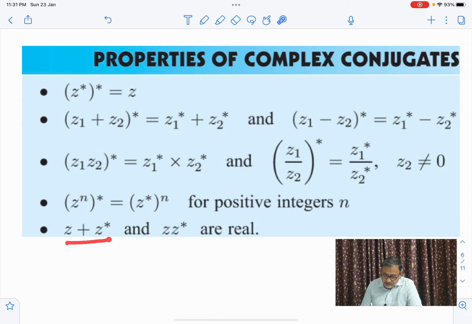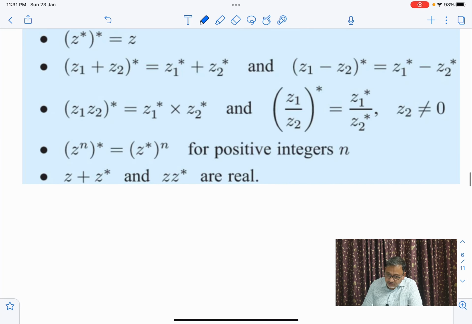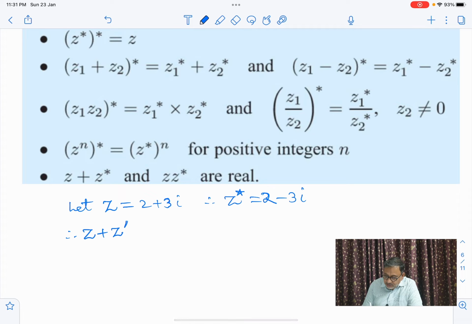Then z plus z conjugate and z into z conjugate are always real. Okay, I can show you an example of this, z plus z conjugate. So let z be equal to 2 plus 3i. Therefore z conjugate will be 2 minus 3i. So therefore z plus z conjugate will be 2 plus 3i plus 2 minus 3i, and when we add them, only the real parts will get added and the imaginary parts will get cancelled, isn't it? Plus 3i minus 3i will get cancelled. So this is only real.